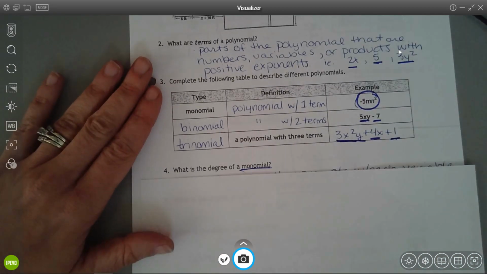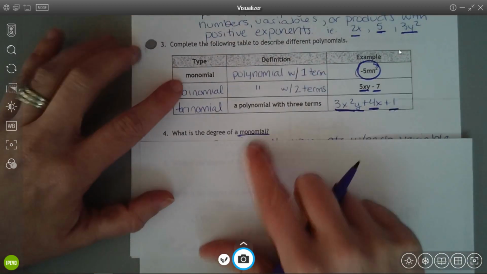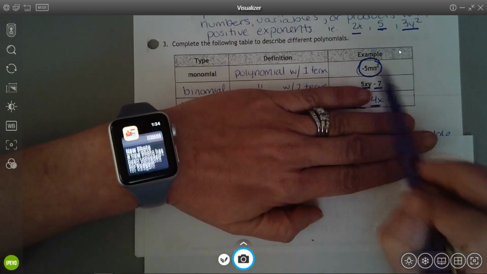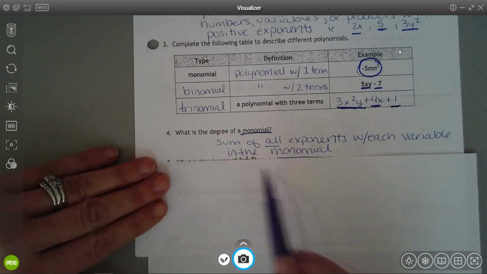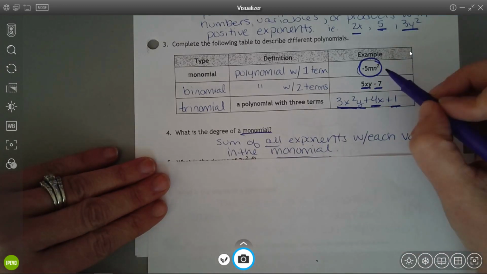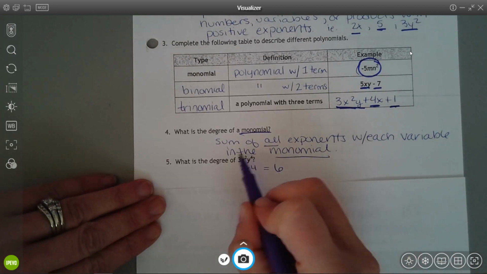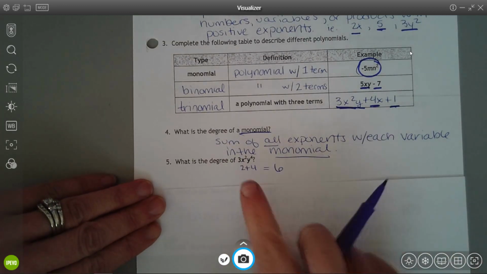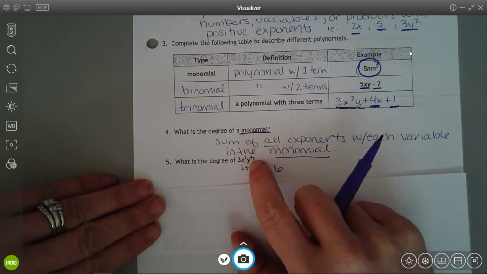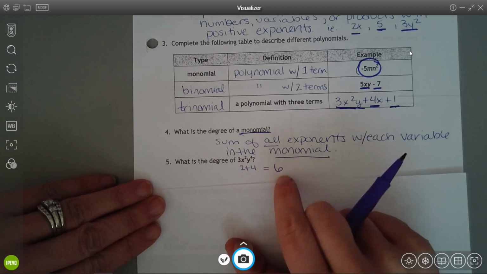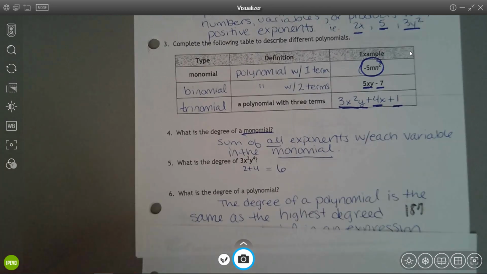Okay. The next thing we need to know is what is the degree? What is the degree of a monomial? When we're dealing with just a single term, the degree is the sum of all exponents with each variable in the monomial. So for example, we have a 1-term polynomial here, a monomial. What is the degree of the variables? Well, I have a degree 2 and a degree 4. So 2 plus 4 equals 6. The degree is 6.